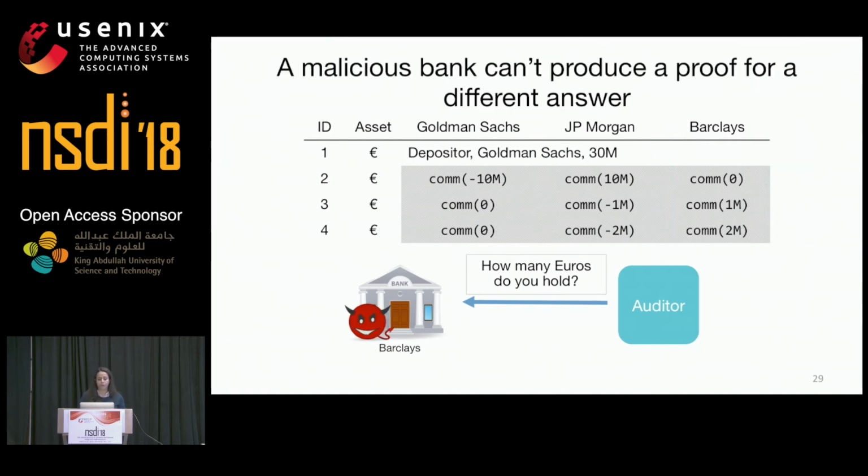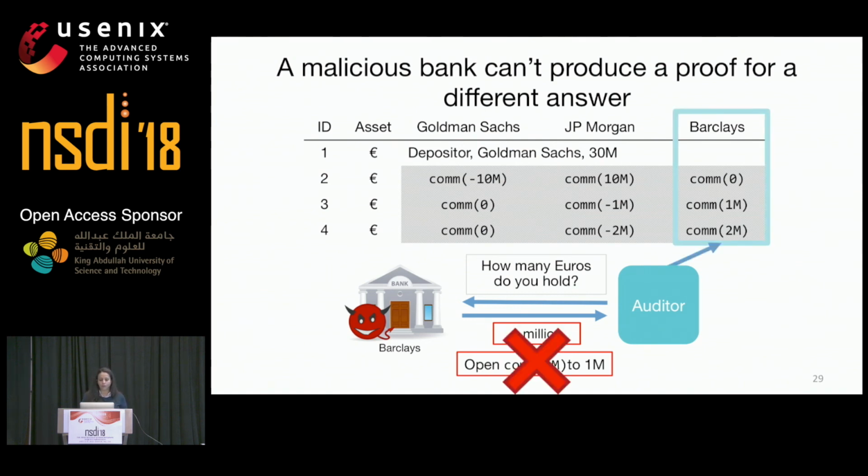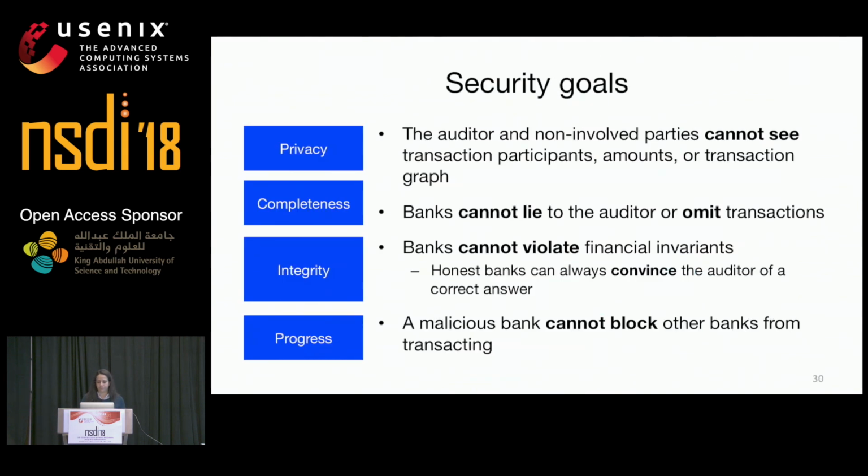To see why this is the case, consider a malicious bank, which might want to lie to the auditor. The auditor would ask, how many euros do you hold? The bank would answer 1 million and would try to open up a commitment just to 1 million. However, the auditor would realize that this wasn't consistent with what was in the ledger and wouldn't accept this answer.